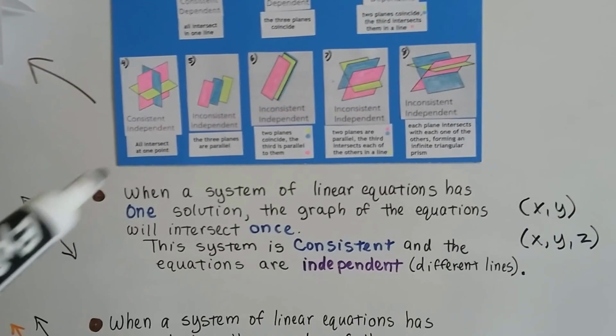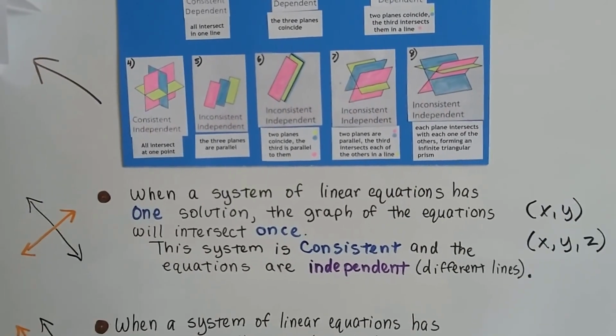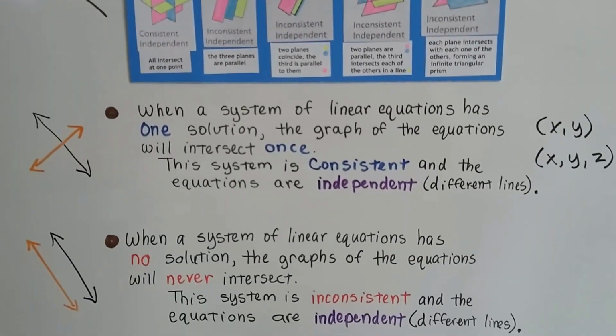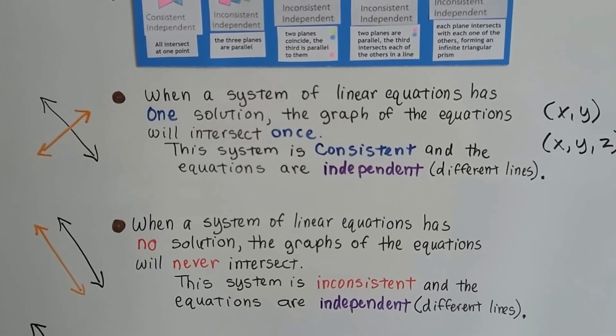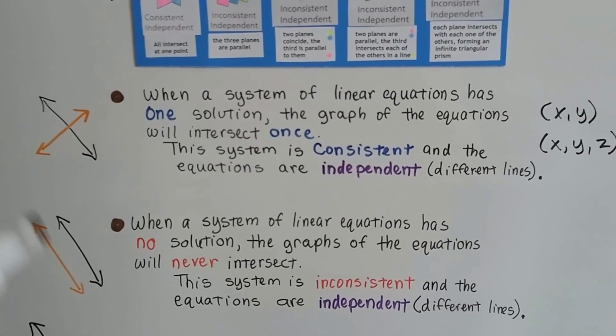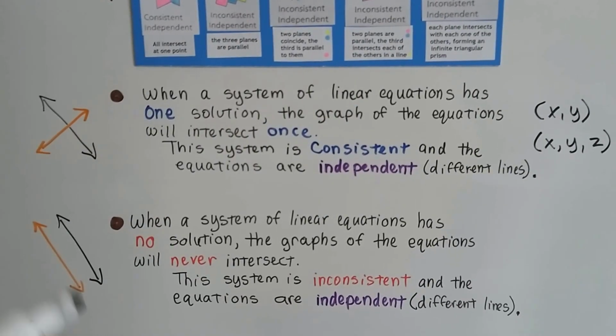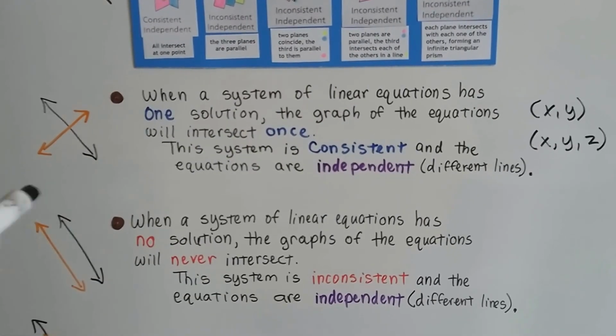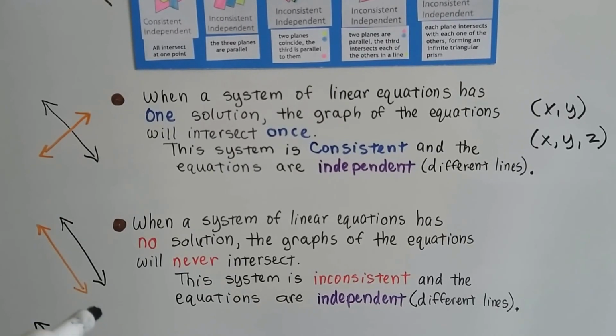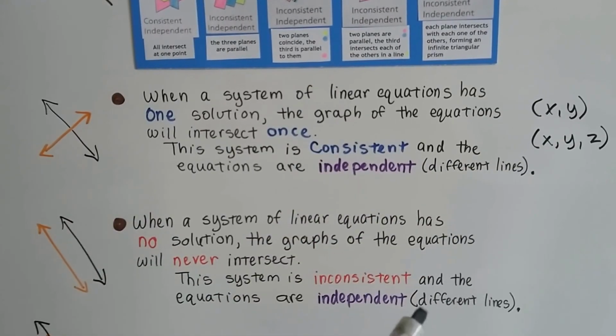So they're going in 2 different directions, so they're independent of each other. When a system of linear equations has no solution, the graph of the equations will never intersect. They'll never cross. This is inconsistent. It's no solution. And they are independent. They're different lines. So independent means it makes different lines.